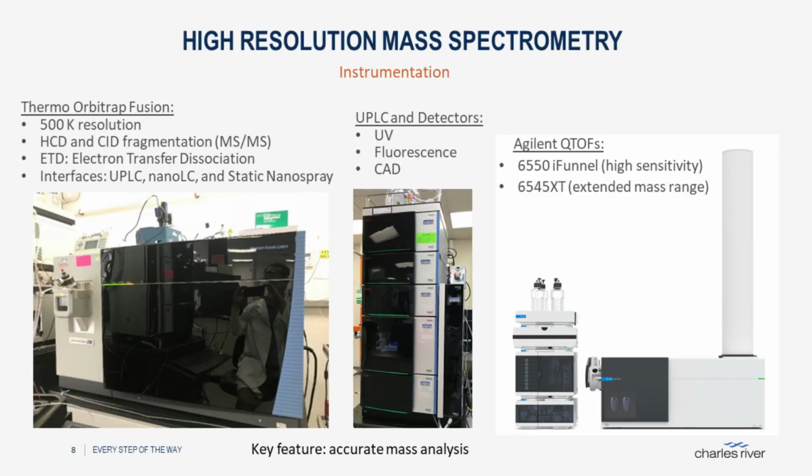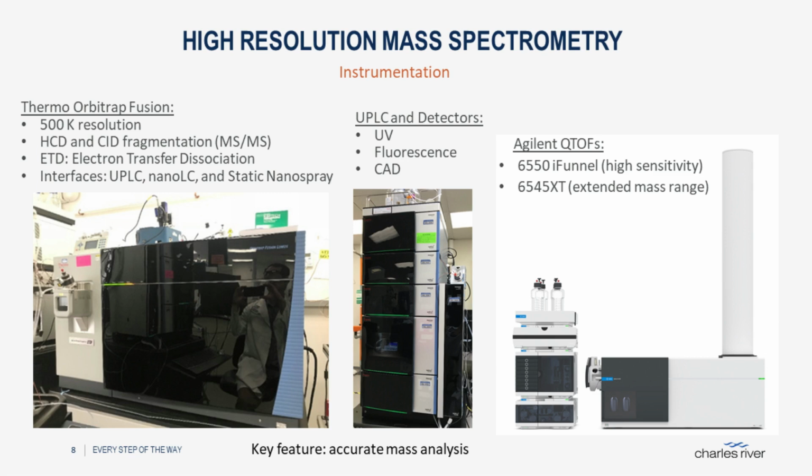Okay, so the main workhorse that we will be focused on in this talk are high resolution mass spectrometers, and that'll come more into focus in the next slide. But the key to using high resolution instruments is that they will provide accurate mass analysis. So what we use at Charles River include the Thermo Orbitrap Fusion, and this provides also various fragmentation modes that can be very useful to get structural information. And then it can be interfaced with various UPLC or nano-LC instruments.